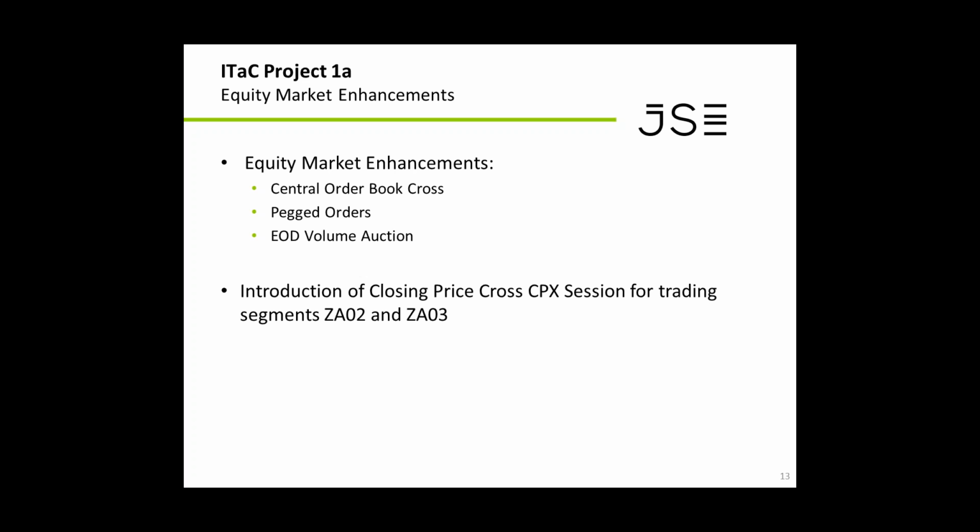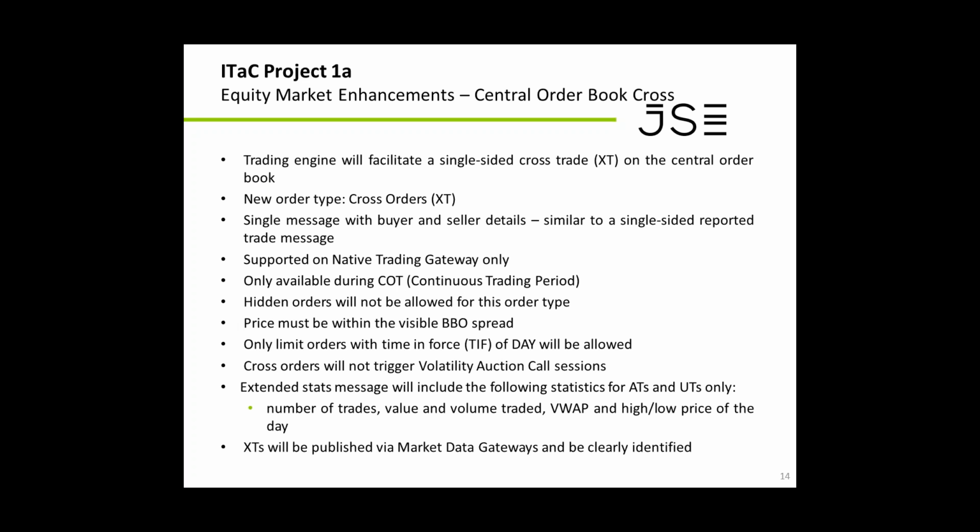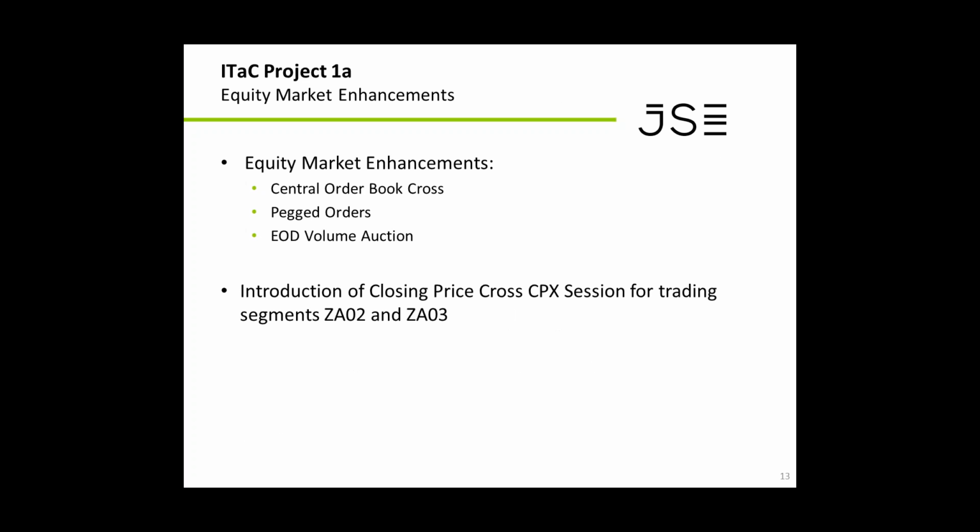The first one I'll go through is the central order book cross. The second is pegged orders, which is hidden pegged orders. And the third is the end of day volume auction call session. What goes hand in hand with the central order book cross is that we'll be introducing the closing price cross CPX session for trading in segments ZA02 and ZA03 as well.